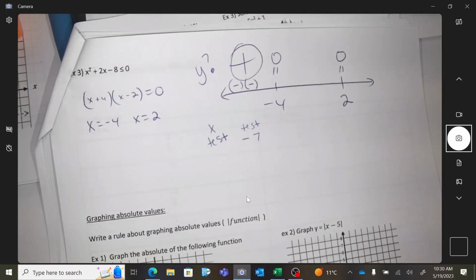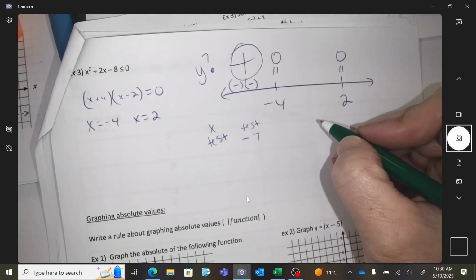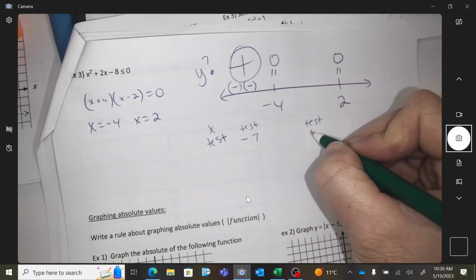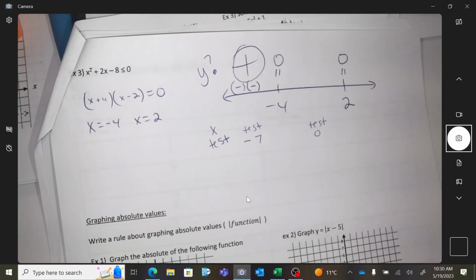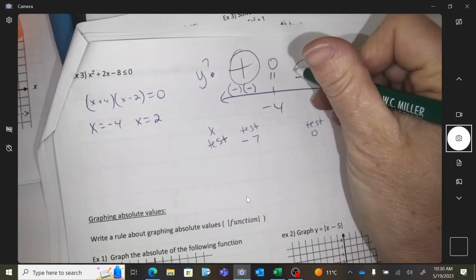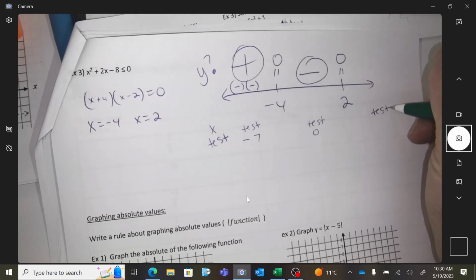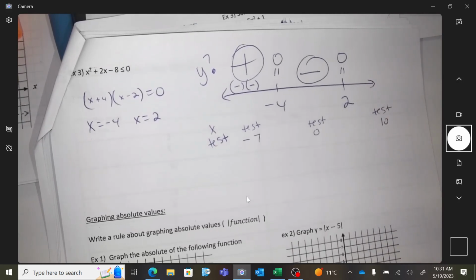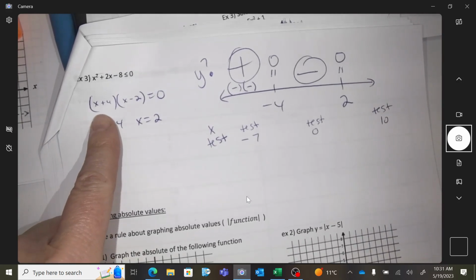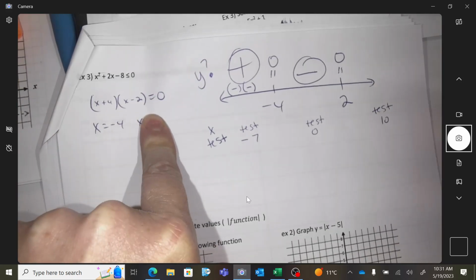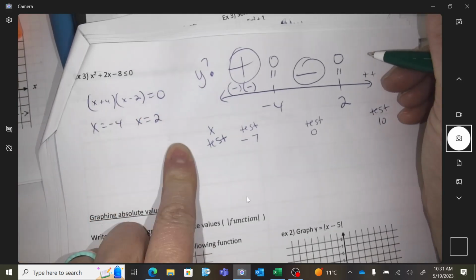Something easy in the next zone. 0. Test that 0. Boom, what's the number when you plug in 0? -8. And then you can test anything above 2. I'm just going to go 10. 10 plus 4, positive. 10 minus 2, positive.